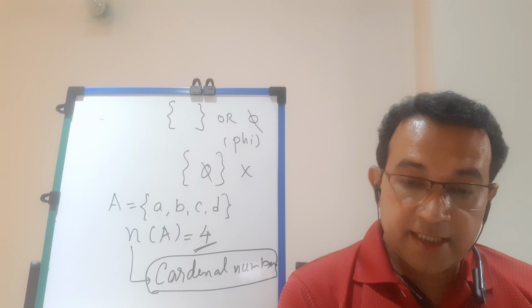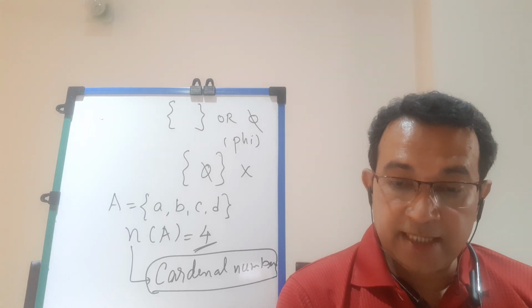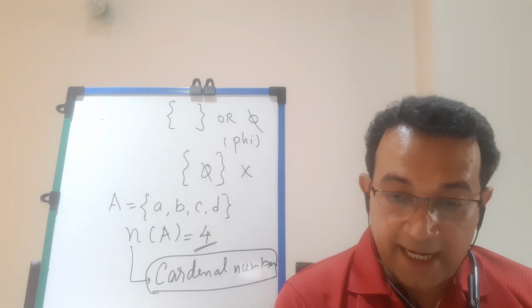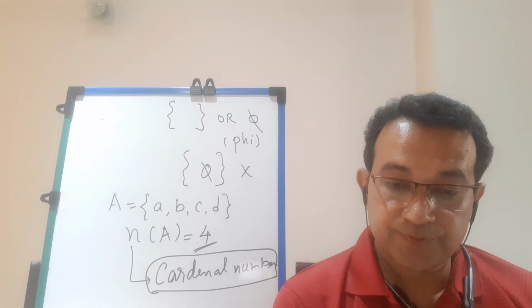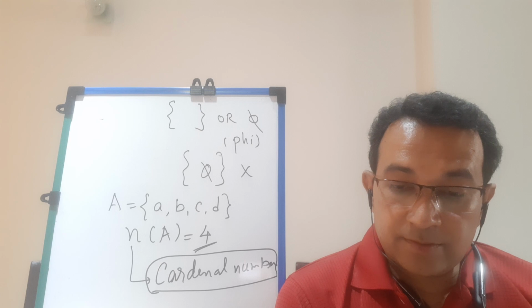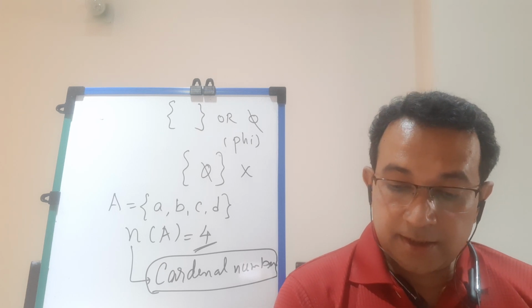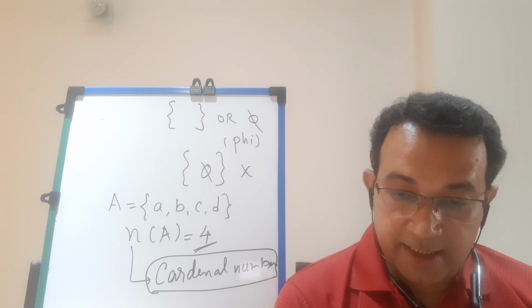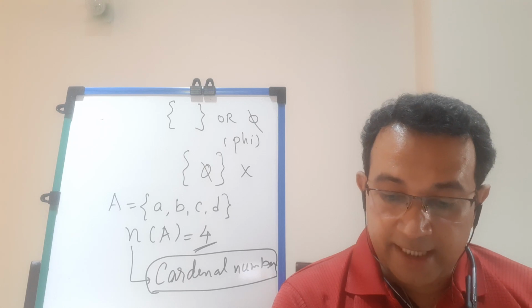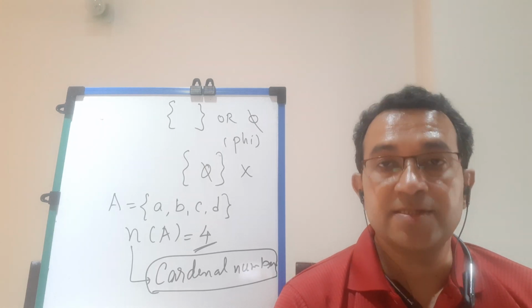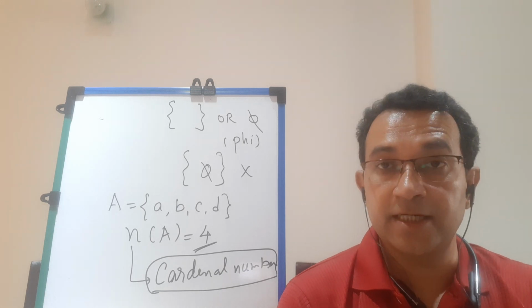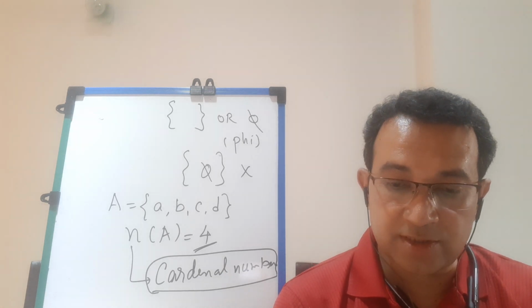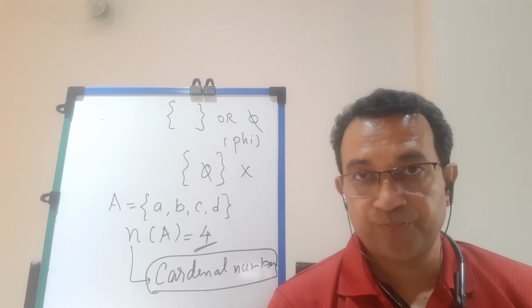Then x says that x is a natural number, x less than 5 and x greater than 7 at a time. Students, it is given that x is less than 5 and x is greater than 7. Can we have a number which is less than 5 and also greater than 7? No. So this is a null set.